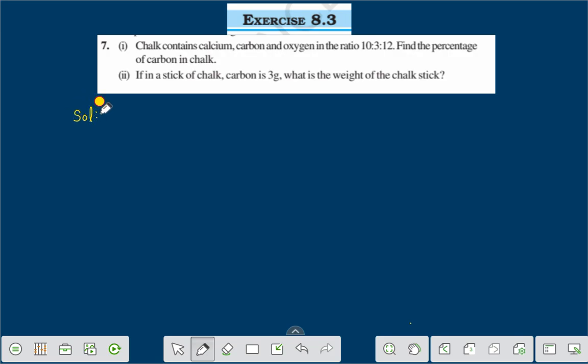Here you see the ratio of calcium, carbon and oxygen is 10:3:12. Therefore, total part is equal to 10 plus 3 plus 12, that is equal to 25 parts. Total part is 25 parts.